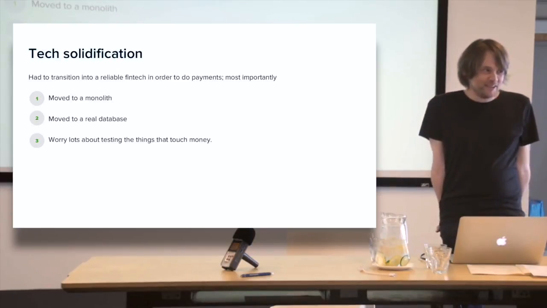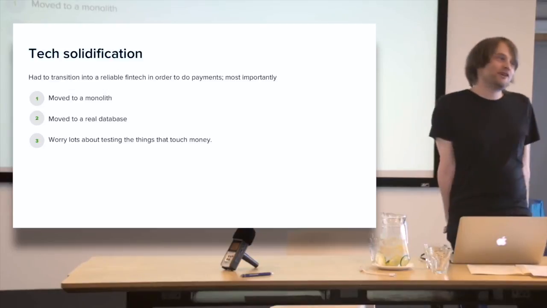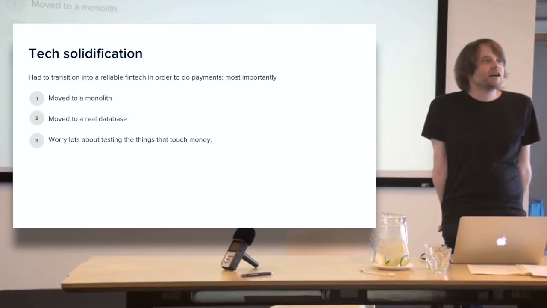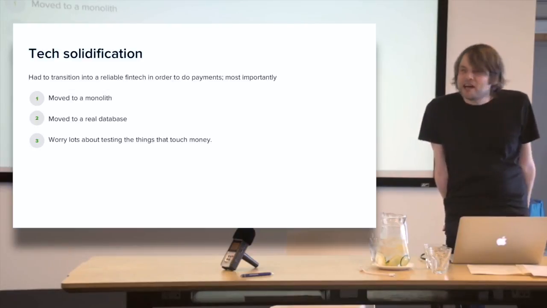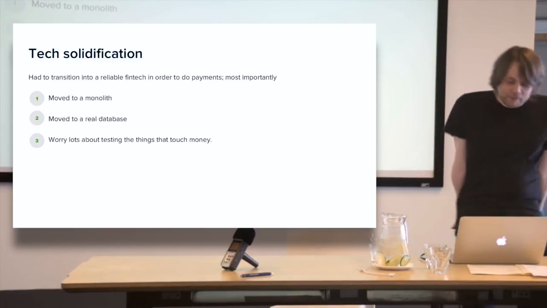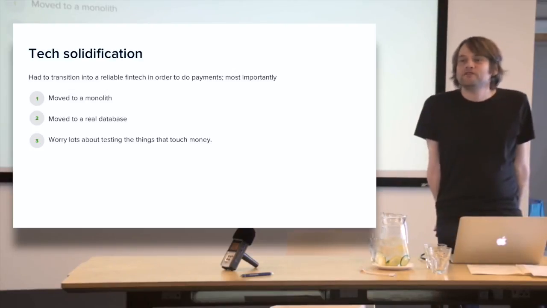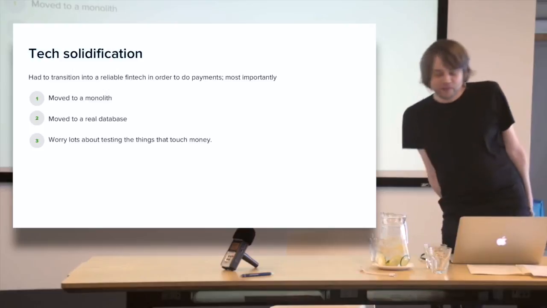Somewhat less controversially, we went, okay, fine, we probably need to have a real database. Mongo is cool and everything, but at the end of the day, things like transactions and referential integrity are probably good things to have in the data if you actually care about your data.